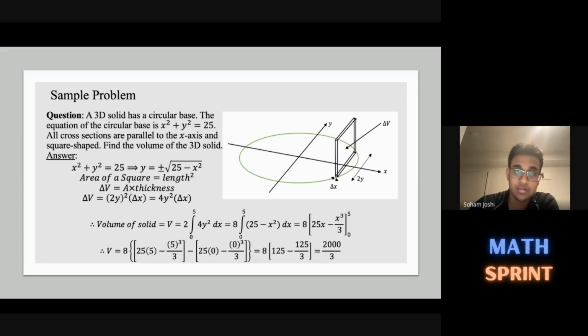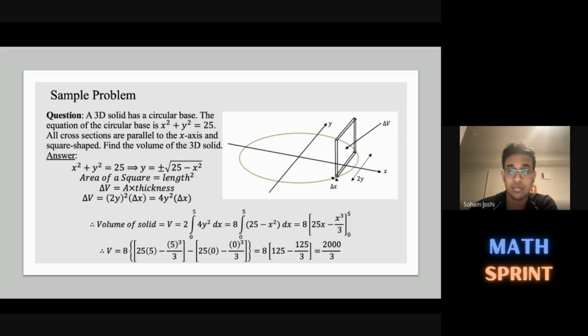Here's something to note. The question said that all the cross sections are parallel to the x-axis, which means the face of each cross section must be parallel to the x-axis. Now look at the diagram carefully. If you notice, the length of each square is 2y, because we assume that the square spans the entire chord of the circle. If you don't know what a chord is, it is essentially a line segment where both endpoints lie on the circumference of the circle.